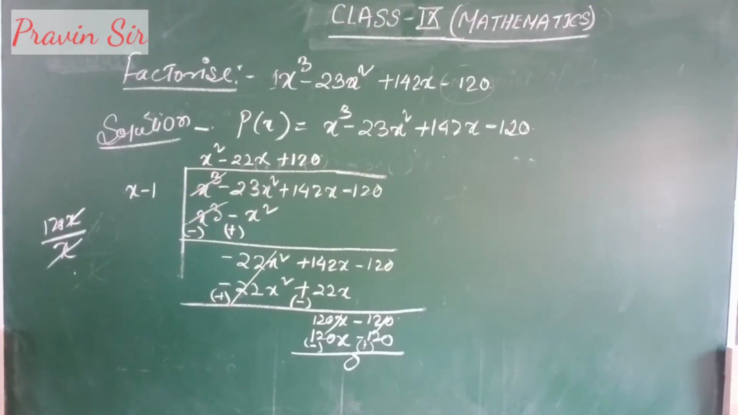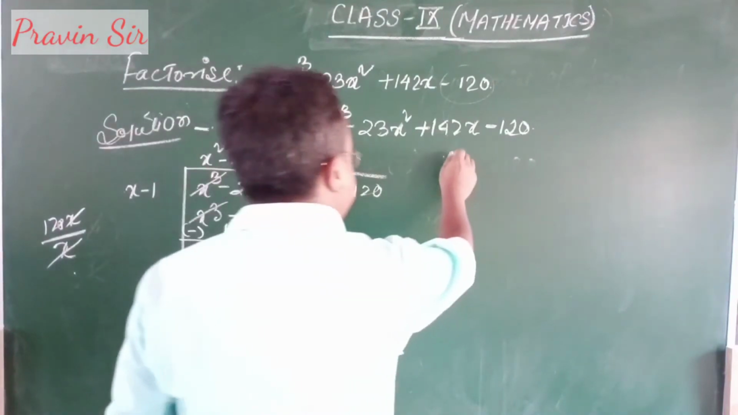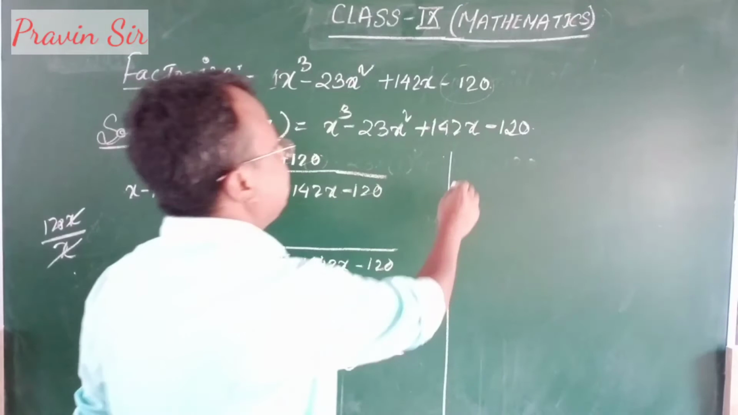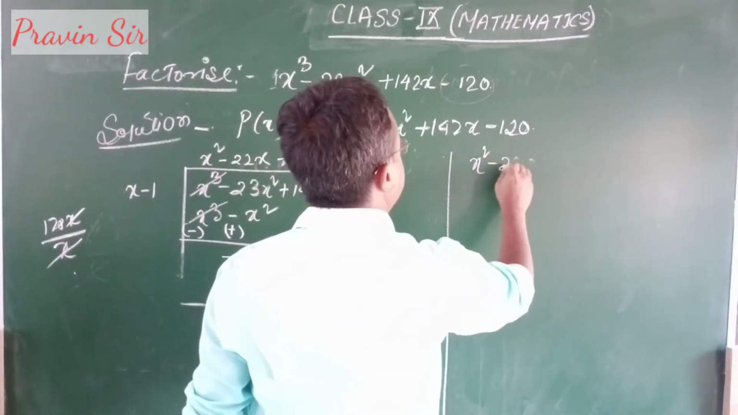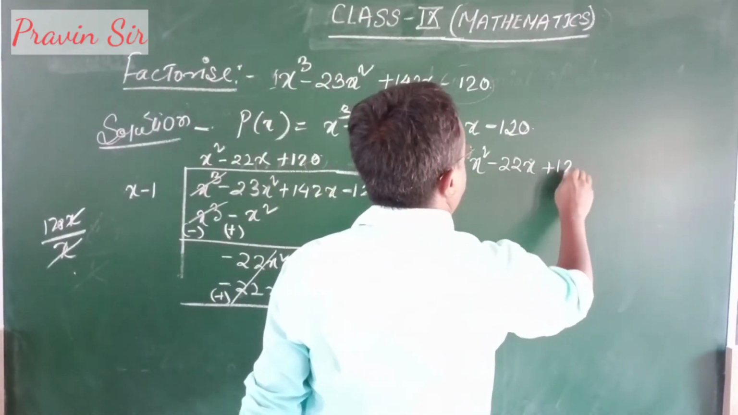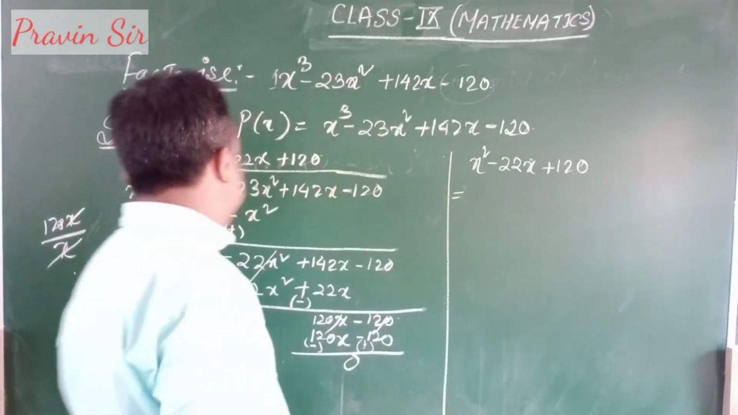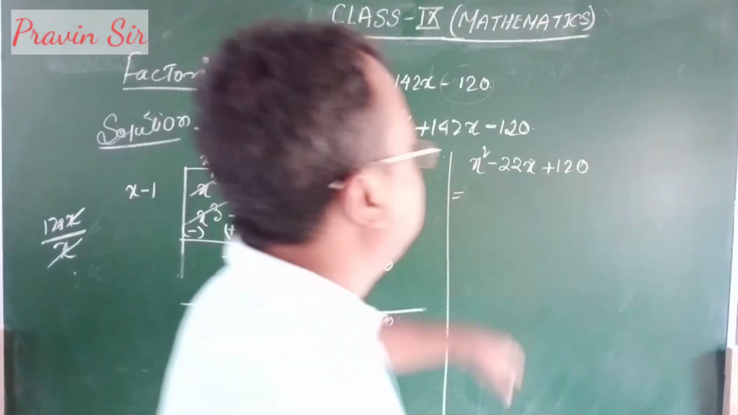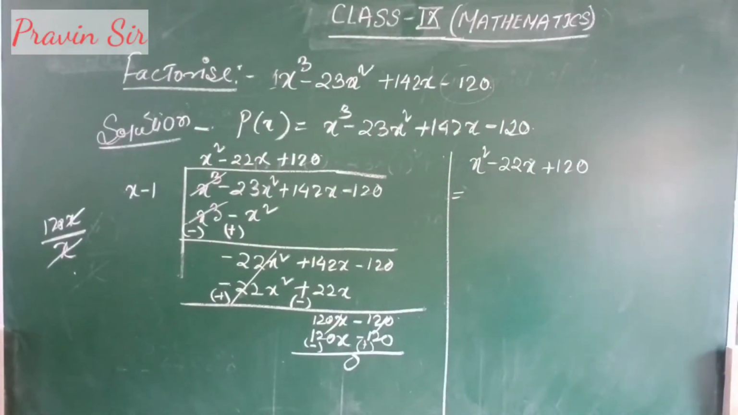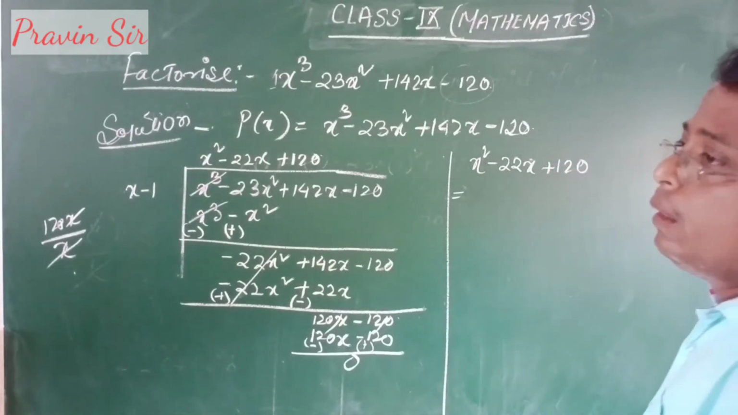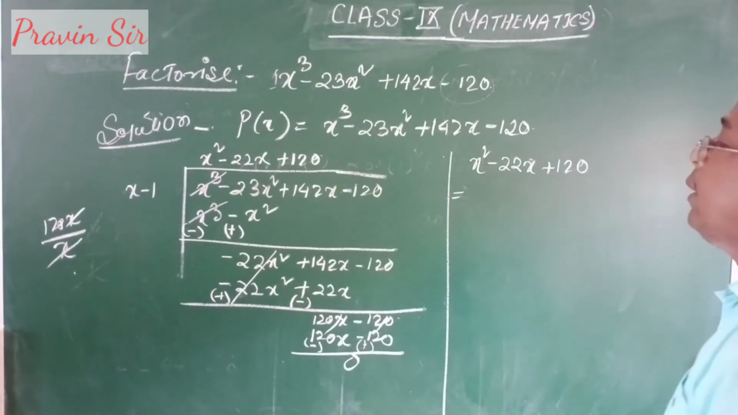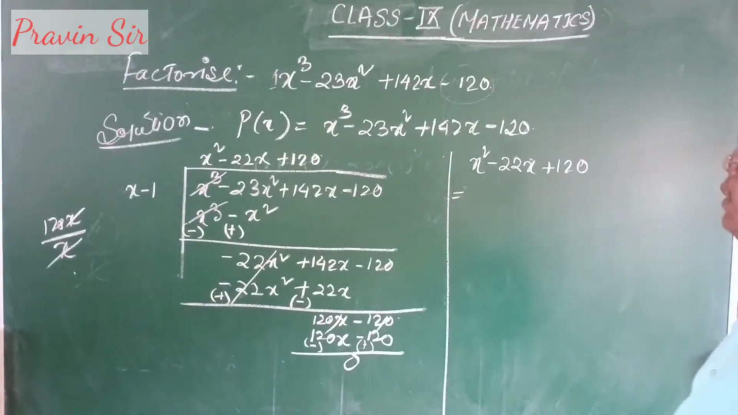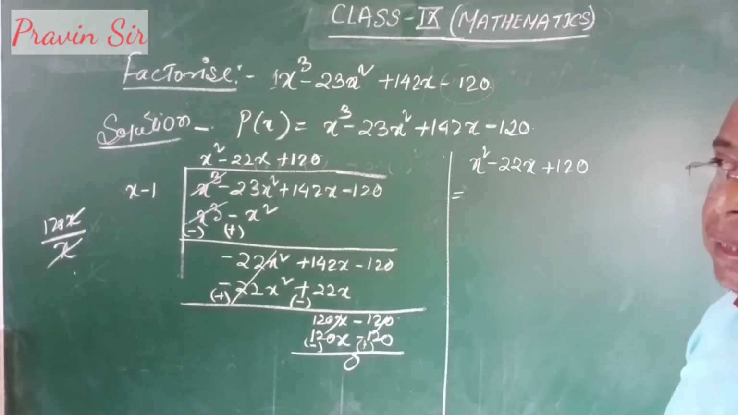Remember. Okay. So after dividing, we got the quotient: x square minus 22x plus 120. We got the quotient x square minus 22x plus 120. So easy. Now what you have to do? You have to factorize this one by the splitting the middle term method. If you factorize this one by splitting the middle term, then you will get the other two factors. You know this method that you have learned in class 8 itself.